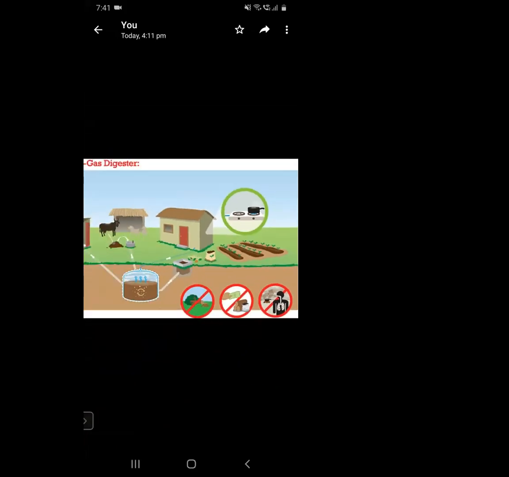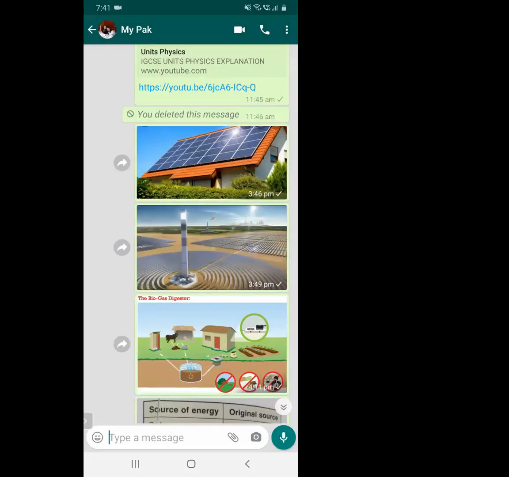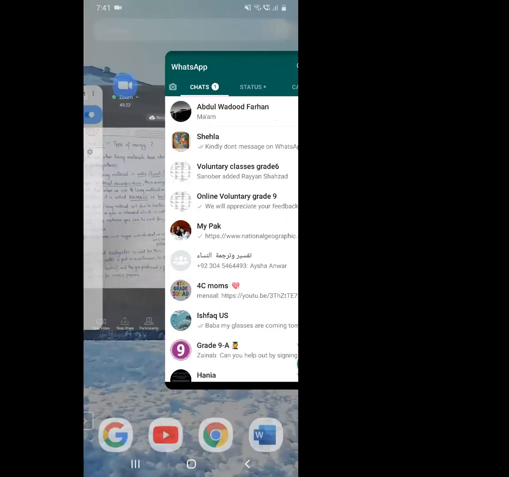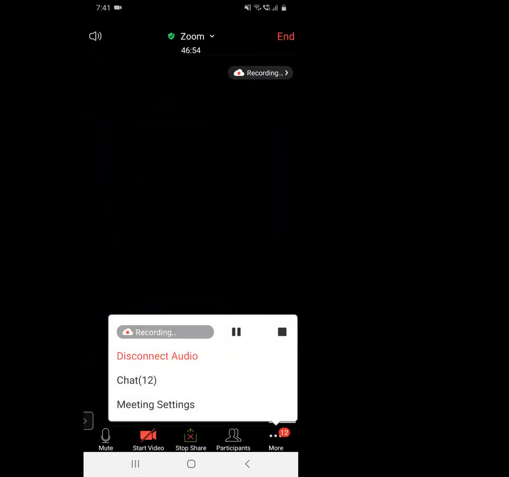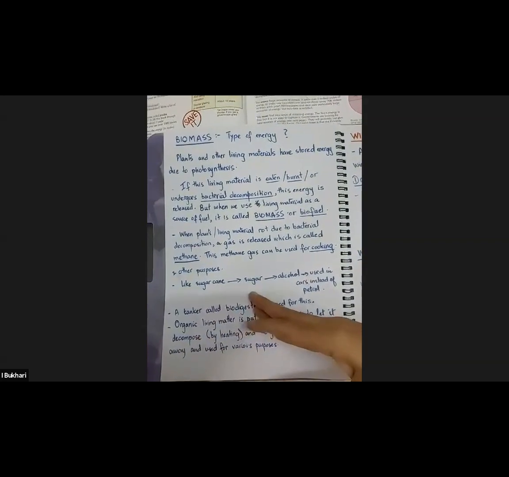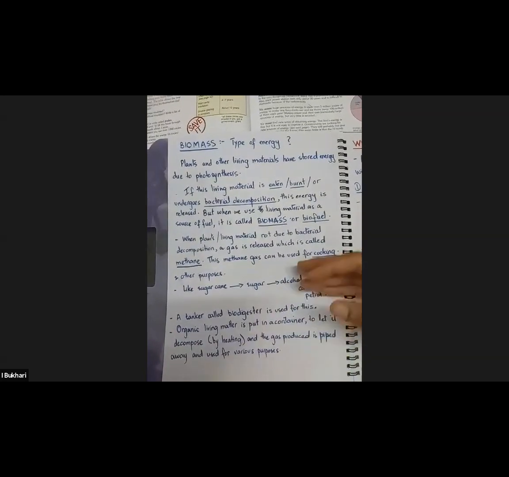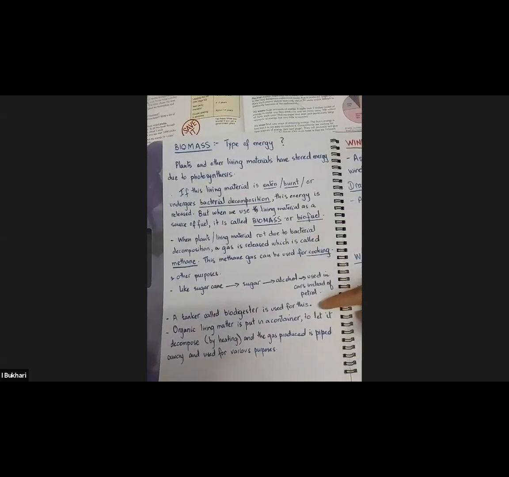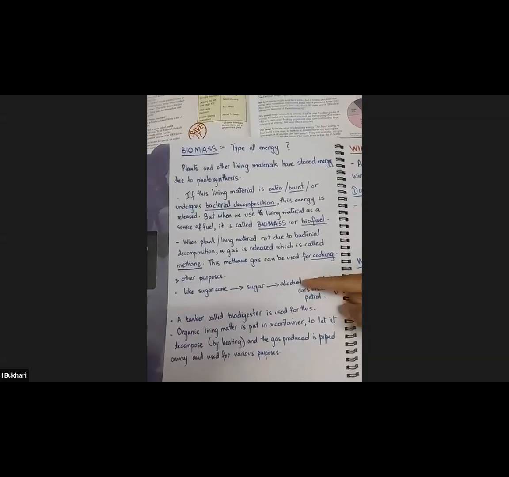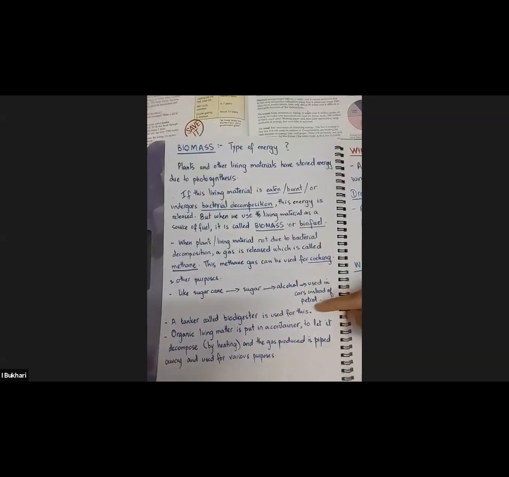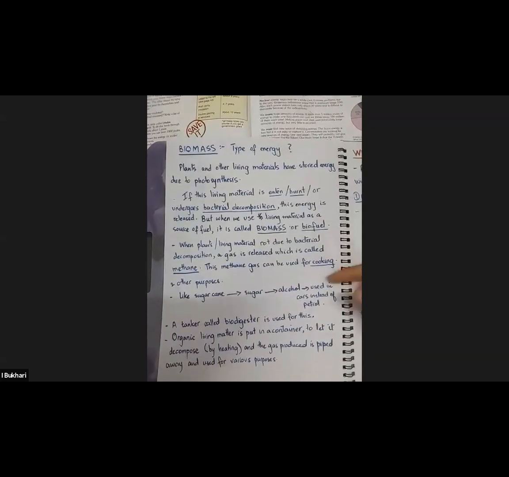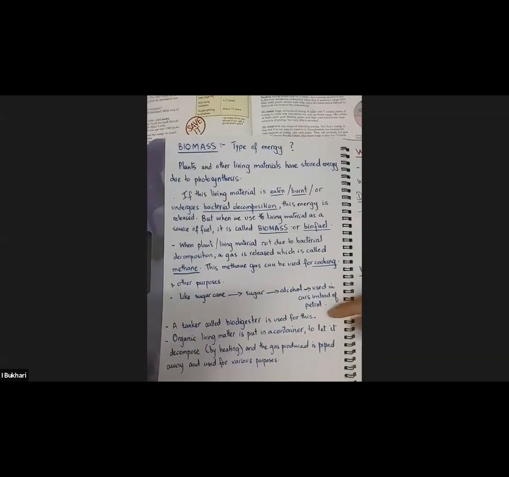So again, the problem with this is that it is not as efficient as burning oil. Burning oil would give us more energy. Now in your book they have also mentioned that in Brazil sugar cane is grown and they get sugar out of it. That sugar is converted into alcohol, and then they use this alcohol instead of petrol. Now again, this alcohol is not as efficient as petrol is. So this is not a long-term replacement.